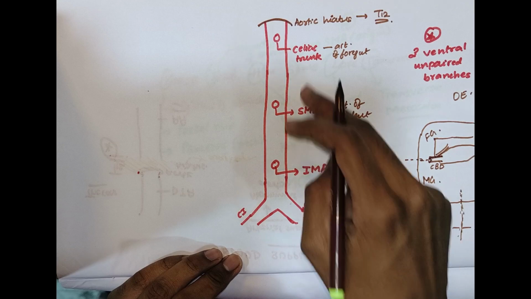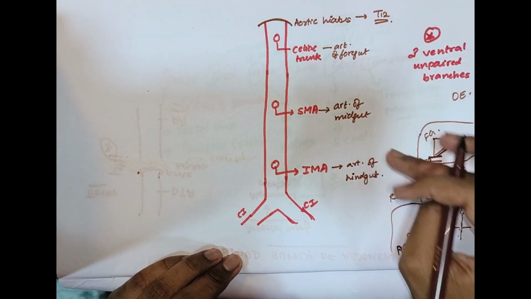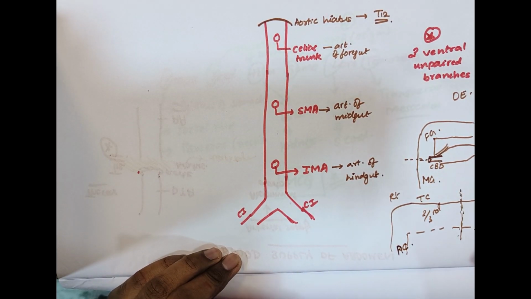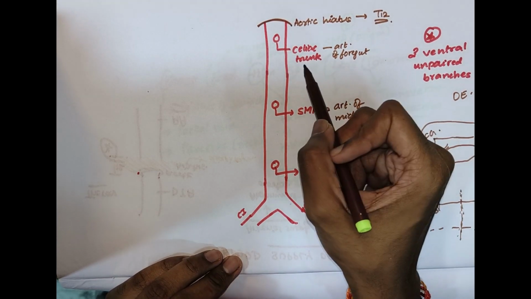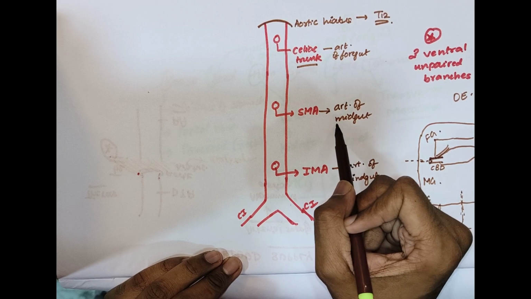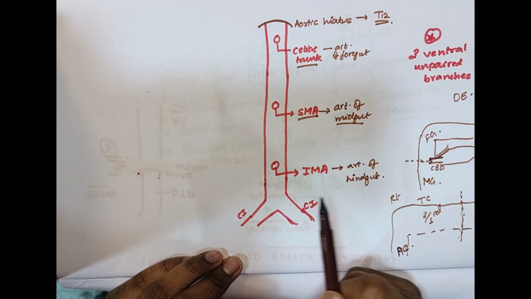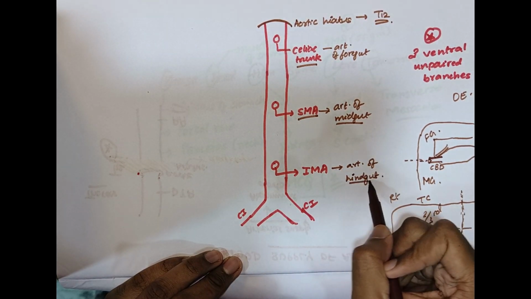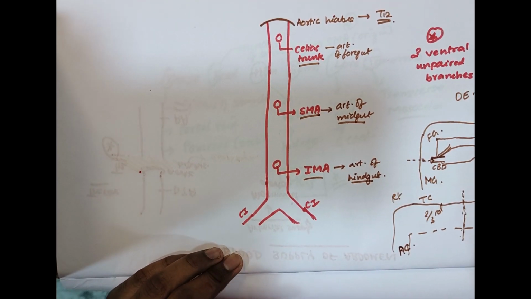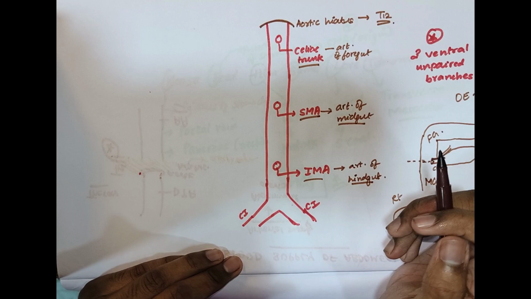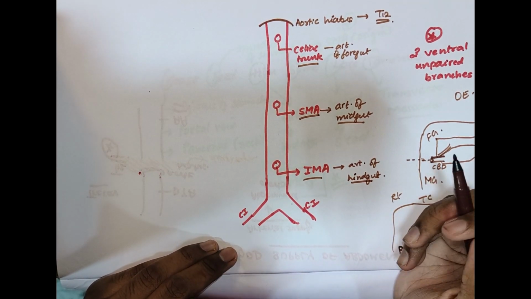Now, why are these three branches known as the artery of the foregut, midgut, or hindgut? This is because the entire foregut is supplied by the branches of the celiac trunk, the entire midgut is supplied by the branches of the superior mesenteric artery, and the entire hindgut is supplied by the branches of the inferior mesenteric artery. So these were the three unpaired branches of the abdominal aorta.